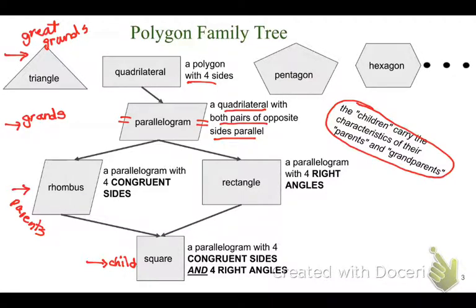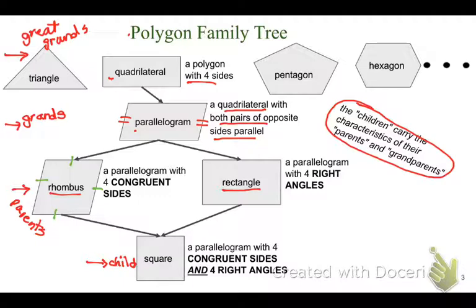So here on the parent row, you have a rhombus and a rectangle. A rectangle has all the characteristics of a parallelogram and a quadrilateral and a polygon, okay? In addition, a rhombus is a parallelogram with four congruent sides. So I'll change colors here. All these four sides are congruent. Remember, in a parallelogram, we didn't make any assumptions about the sides. We know that they're parallel to each other, but that's it. And so a rhombus takes that one step further and says, okay, it's a parallelogram, but the sides are congruent.